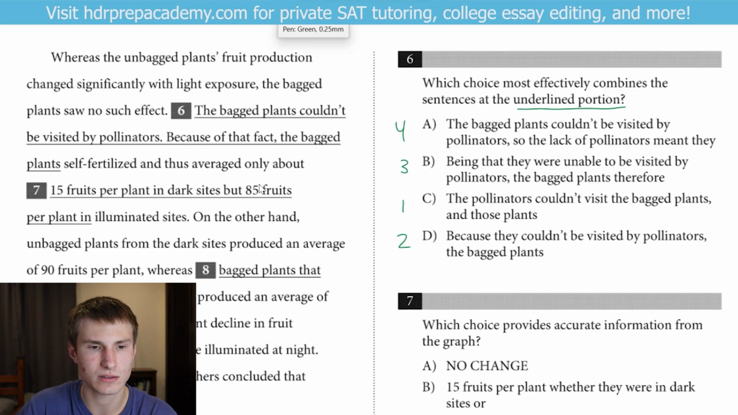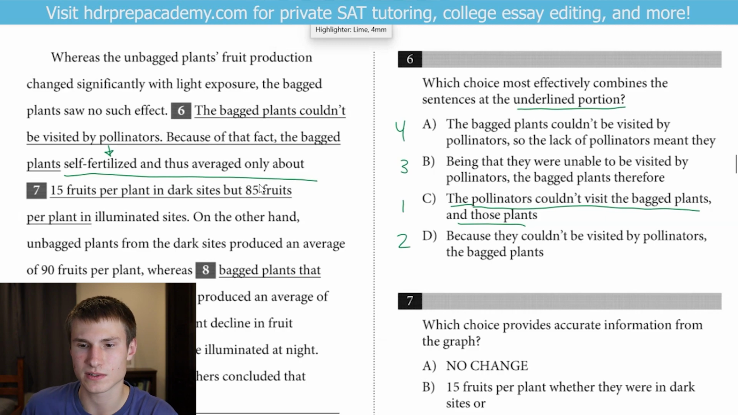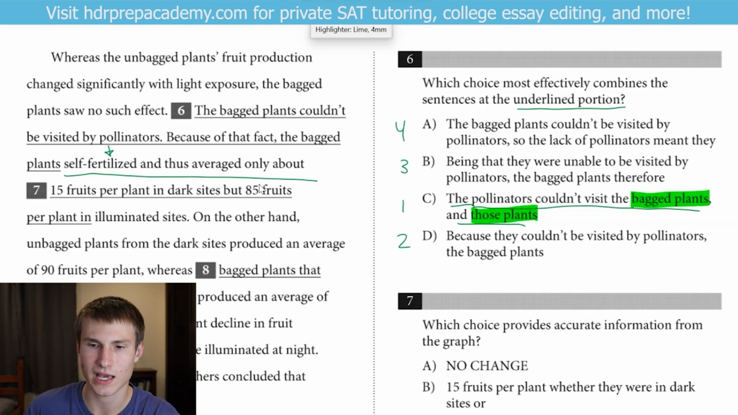So we have the bagged plants, and keep in mind that we can actually just ignore what was ultimately underlined there. We can kind of start here. Now we have to also pay attention to what we're going to end up continuing our sentence with, which we have to have self-fertilized following whatever our last word is. So we have the pollinators couldn't visit the bagged plants, and those plants self-fertilized and thus averaged only about, and then some sort of statistic there, right? The issue here is that saying and those plants, right, is repeating bagged plants, okay? We're repeating these two ideas, okay? We're obviously referring to the bagged plants. We don't want to just go ahead and say after we say bagged plants and those plants, right? Because that's obviously going to be repetitive and it's wordy, okay? So C is going to be wrong.